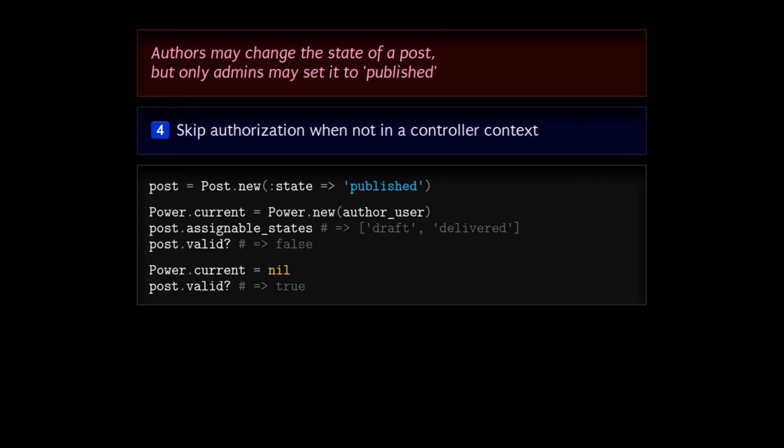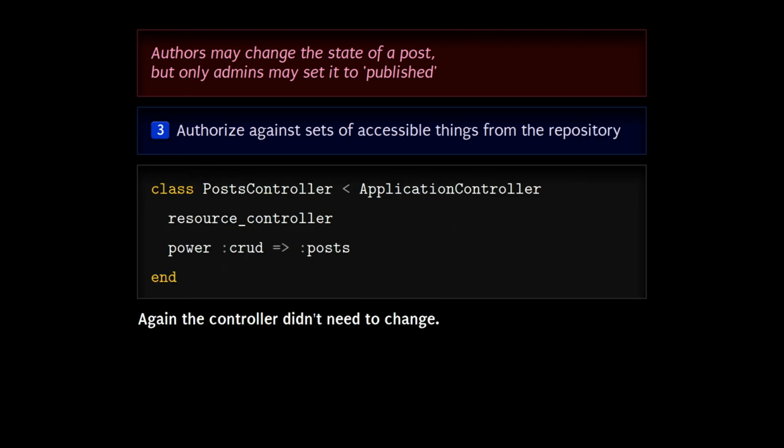And we had this fourth rule that says, okay, we don't want any authorization when there is not a controller context, when there's not a request, and there's not a user at the other end, for example, on the console. So in the last one line, I set the current power to nil, meaning that there is no controller context, and the post is valid because the validation is simply skipped. And this is exactly what I want. I want authorization to only be active when there is a user at the other side.